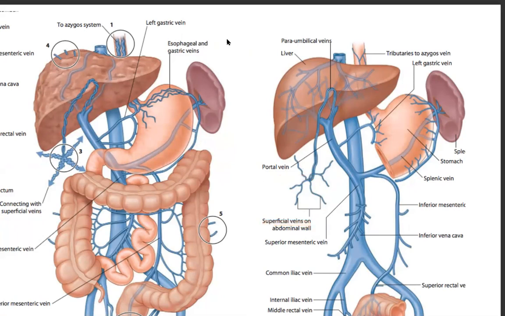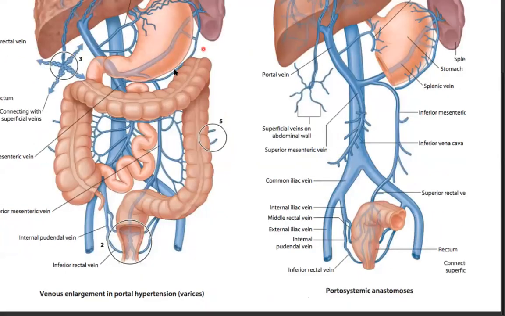The fourth area is in the rectum, below. In the rectum, the superior part of it is part of the inferior mesenteric, while the inferior rectal vein is systemic. So I'll repeat it, guys, one minute.